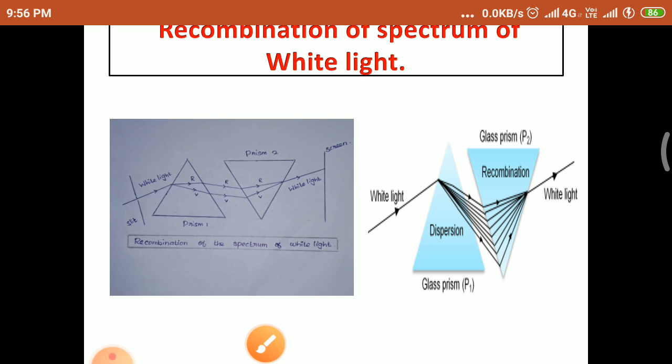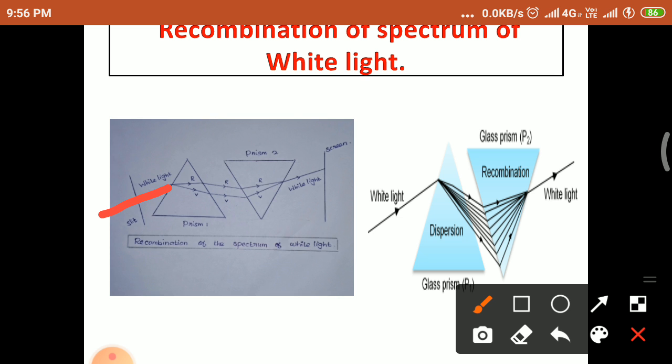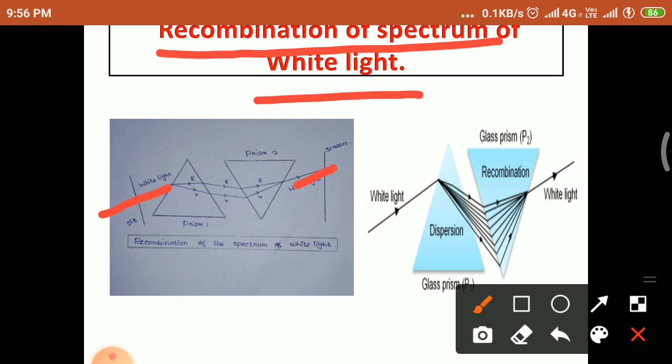The white light enters, and also we get white light out. As a result we get white light. So that is called recombination of a spectrum of white light. I hope you understood how you have to draw this diagram.